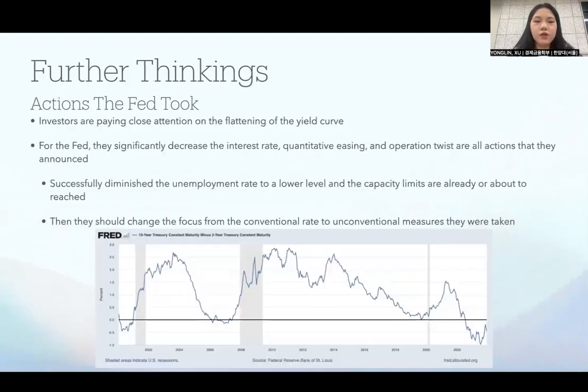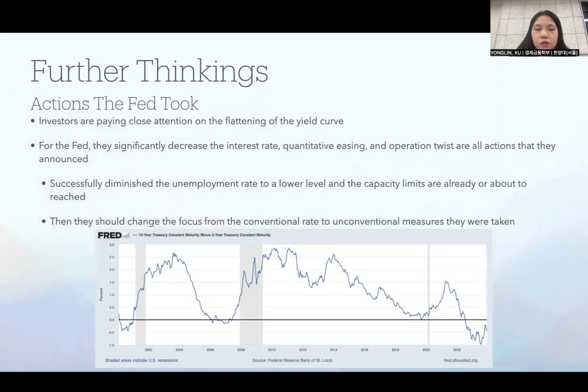And next is the further thinking. This slide talks about the actions that the Fed took. So at first we need to mention that the investors are paying close attention to the flattening of the yield curve. The reason is that if the yield curve is very flat, then this is a very good indicator of an economic slowdown.